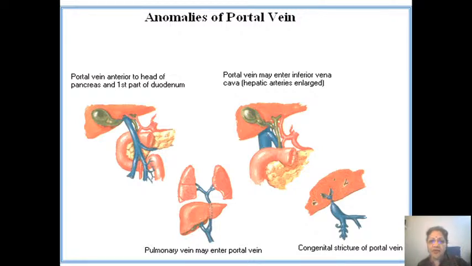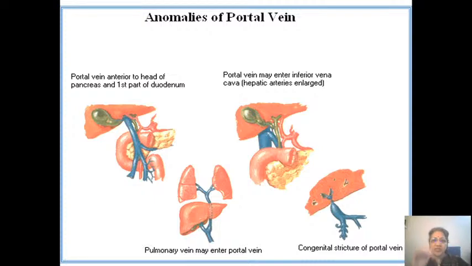Anomalies is where some probable problem can occur because of that change, whatever the change is. So where the portal vein is anterior to the head of the pancreas and the first part of the duodenum, it is much more exposed. It is still retroperitoneal in its location, but it will have to become intraperitoneal from here to here because it is in the free margin of the lesser omentum.